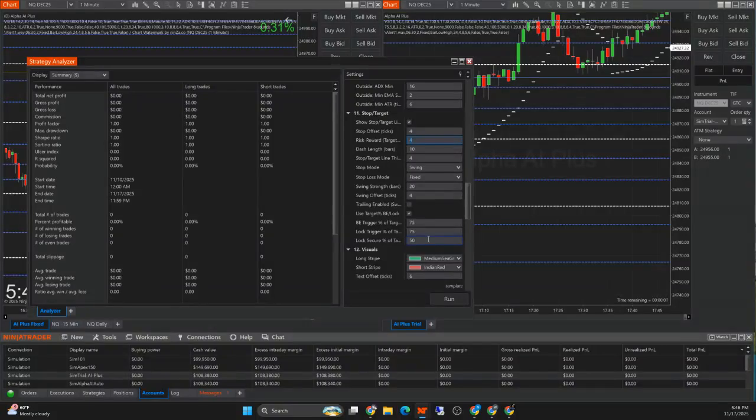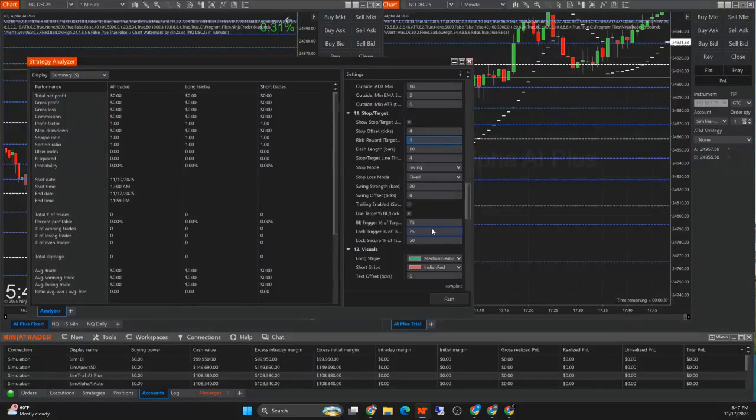Once the market moves 750 ticks in your favor, the stop loss will move to break even. Then after one more tick, which is going to be 75 or more, the stop loss will move to 500 ticks profit. 500, half of the profit secured.